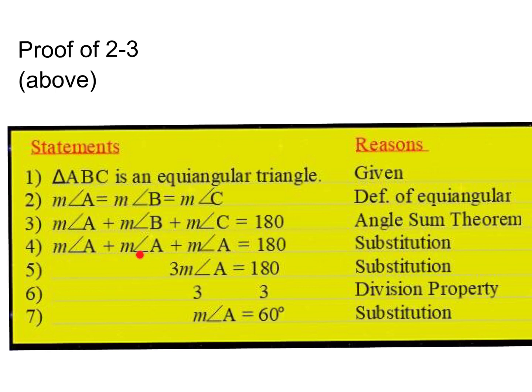So then from here, line 4 to line 5, it's just combining like terms. If I have 1, 2, 3 measures of angle A, then I can just write that as 3 measures of angle A. And then we divide by 3, and you find that the measure of angle A is 60. Well, because the measure of angle A is 60, that means the measure of angle B is also 60, and the measure of angle C is also 60. This is all a very formal way to say that we're just going to take the 180 degrees and divide by 3 to get 60 degrees.